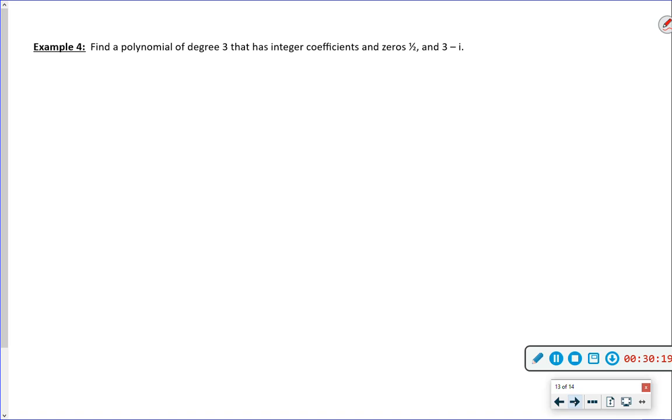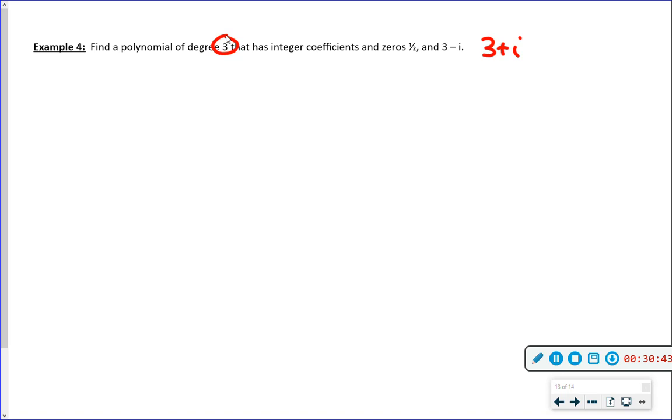This one, not so nice. Find a polynomial of degree 3. I'm like, wait a minute. Degree 3 means I need 3 zeros. I've got a half and I've got that. I only have 2, but you really have 3. Because if 3 minus i is a 0, its conjugate is also. So anytime you have imaginaries, it's always a pair. If they don't list one, you have to list it yourself.